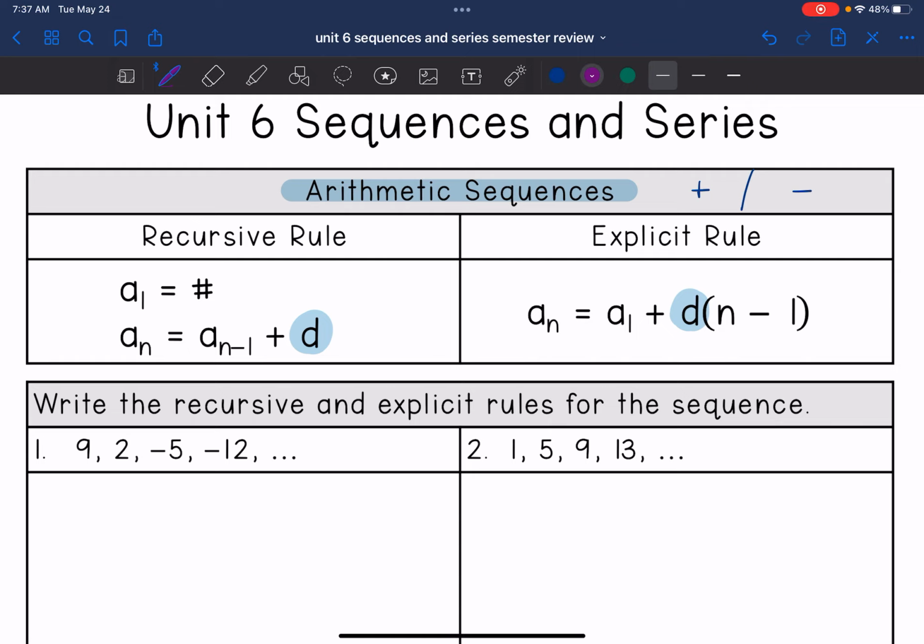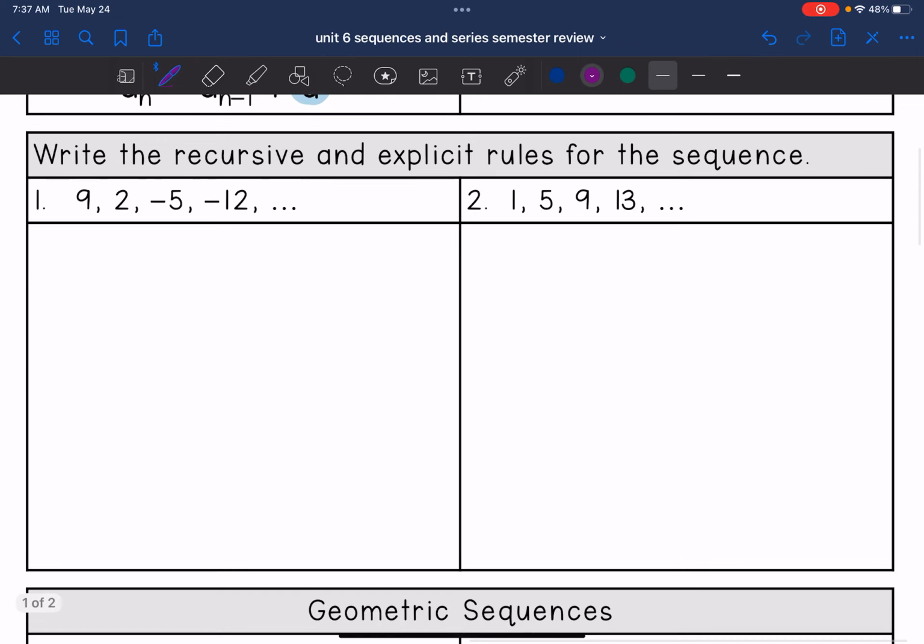Write the recursive and explicit rules for the sequence. So this one on the left, from 9 to 2, it's definitely getting smaller, so it's subtracting 7. And then just make sure that that pattern holds the entire time. 2 minus 7 would give me -5, and then minus 7 again would give me -12. So here, D is -7.